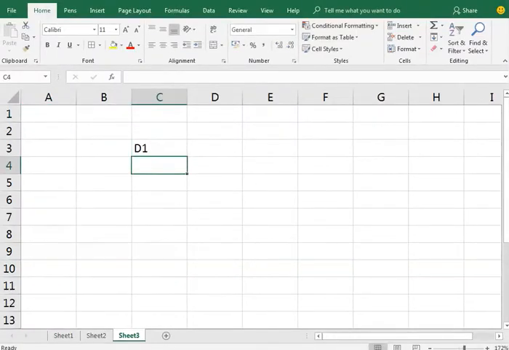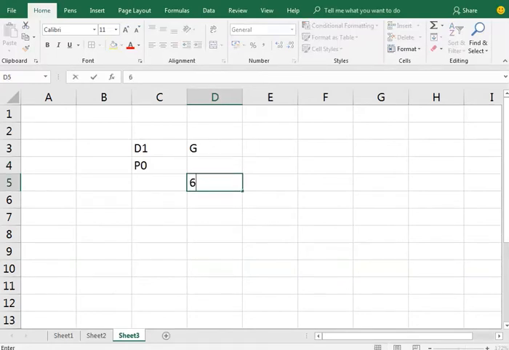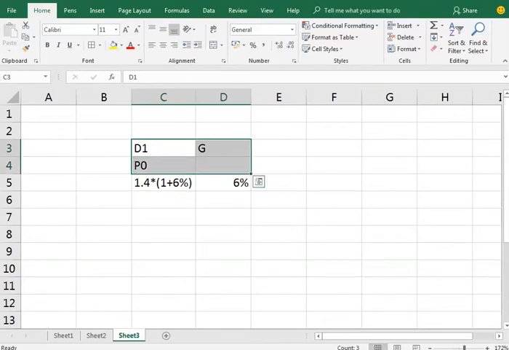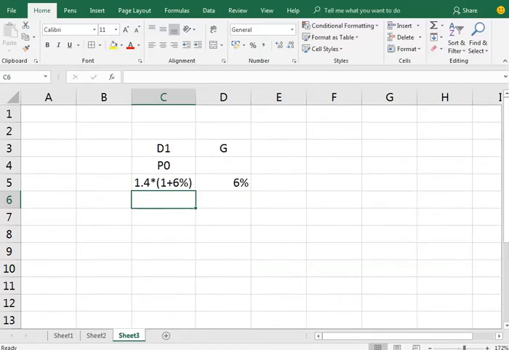There's one important adjustment to be done here. What is the growth they are saying? 6%. My D1 is going to be, last year it was 1.4, so 1.4 into 1 plus 6%. D1 by P naught plus growth rate. Next year dividend is 1.4 into 1 plus 6%. Growth is 6%. What is the current market price?